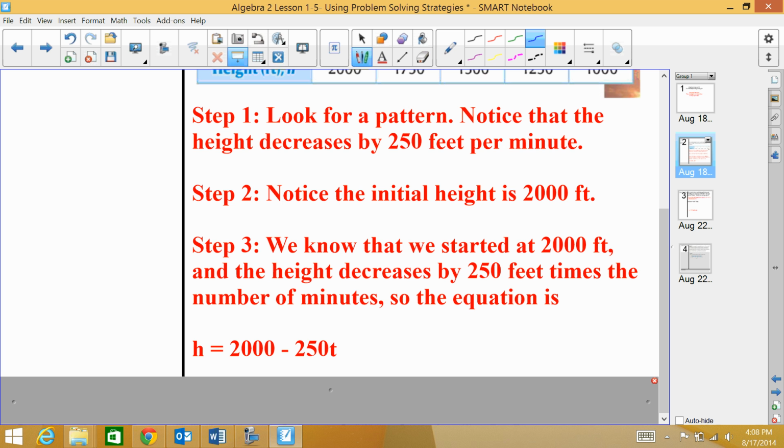So it's pretty simple, actually. But the shortcut is you always put the initial value here. And then this is always the amount of change. So whether it's an increase or a decrease, the change goes in front of the variable and the initial value always goes here. And that's the pattern that you can use for these types of problems every single time. So it makes it actually pretty easy.